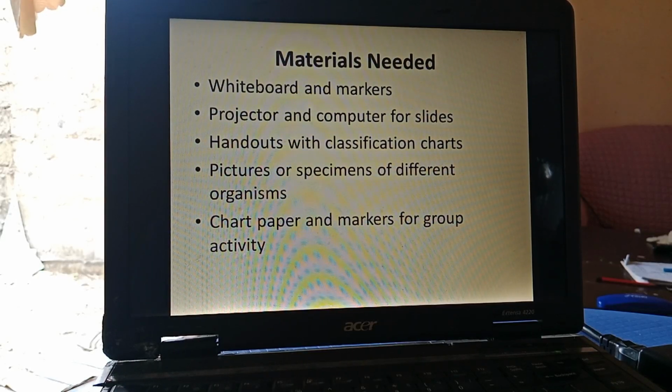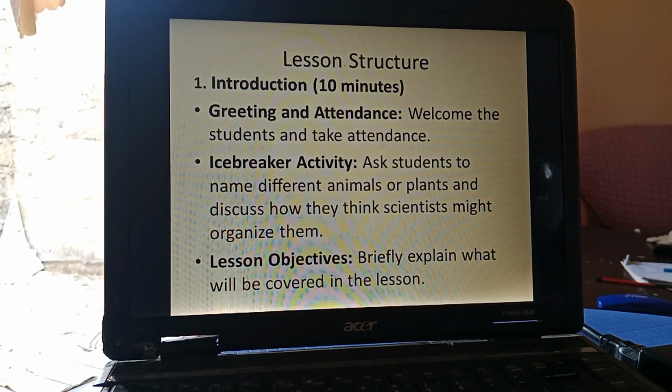The materials you need are the whiteboard and markers, projector and computer for slides, handouts with classification charts, pictures or specimens of different organisms, chart paper and markers for the group. The lesson structure for teachers, my dear teachers, is you can have an introduction of 10 minutes where maybe greeting and attendance, where you welcome the students and take attendance.